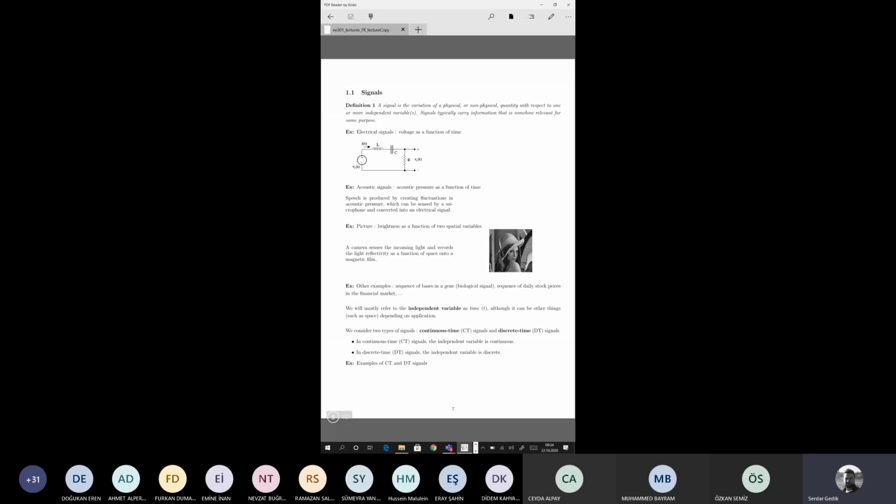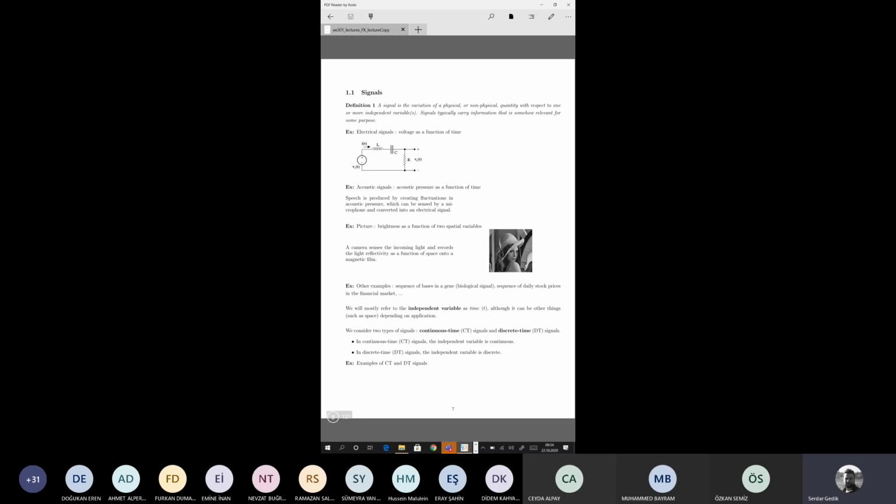Speech, for instance, is produced by creating fluctuations in acoustic pressure. So when you speak, the acoustic pressure at the microphone is changing, and this change is sensed by the microphone and converted to an electrical signal. So you speak, there is a microphone, and the microphone converts the change in the acoustic pressure to electrical signals. Or a picture, well, I'm sure you know what a picture is.